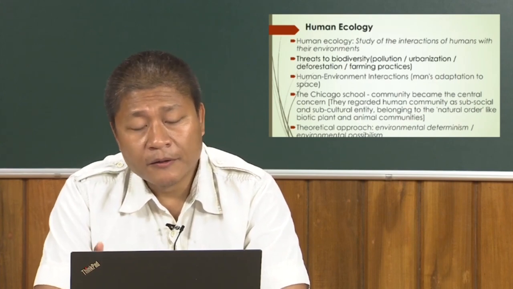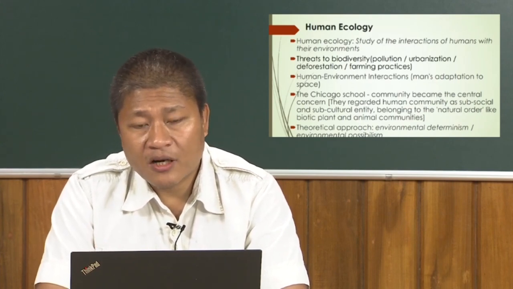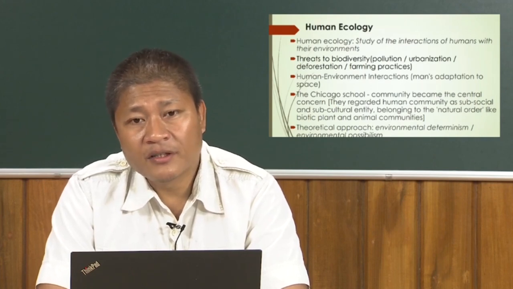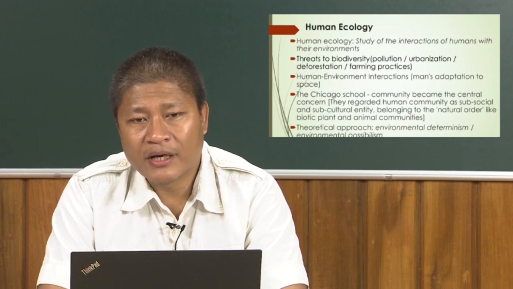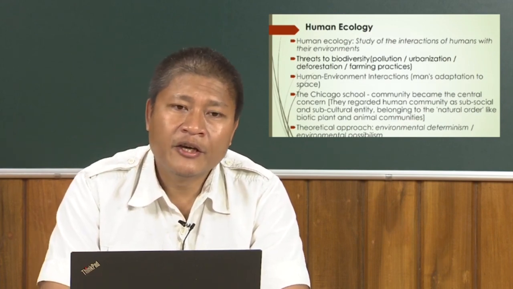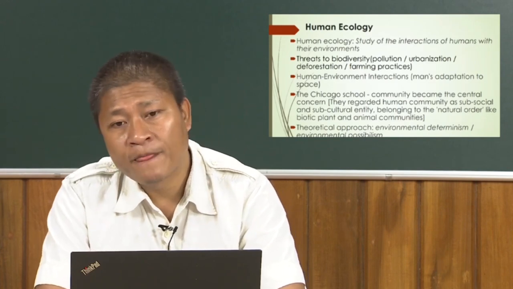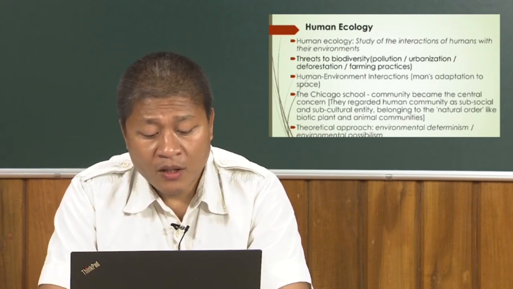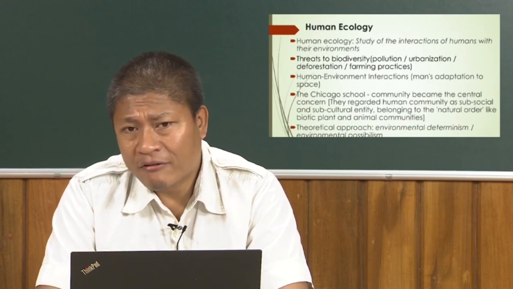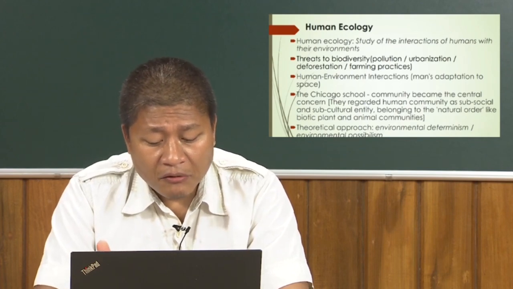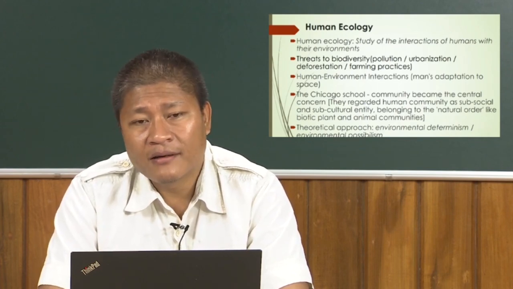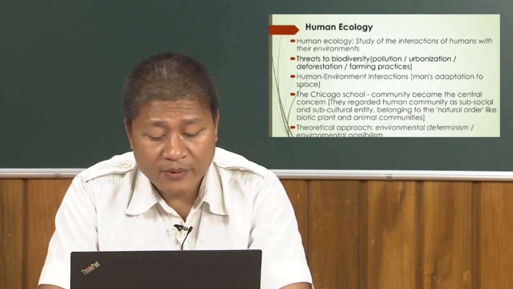If you look at the classical Chicago school, it has in a way come up with two different trends of understanding human ecology, and they developed two different theoretical approaches in trying to understand it. The first one is environmental determinism. Now, what is environmental determinism? It is a deterministic approach which assigns one factor as a dominant influence in explanation.